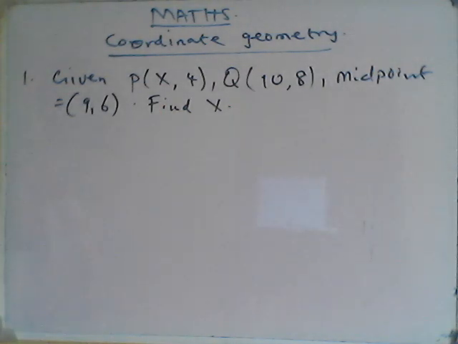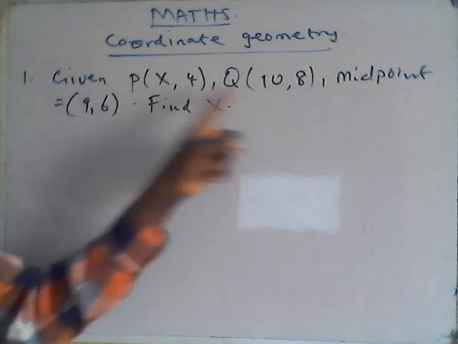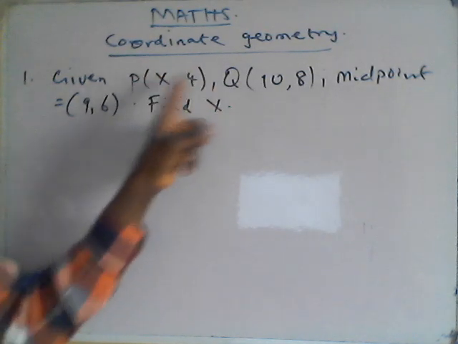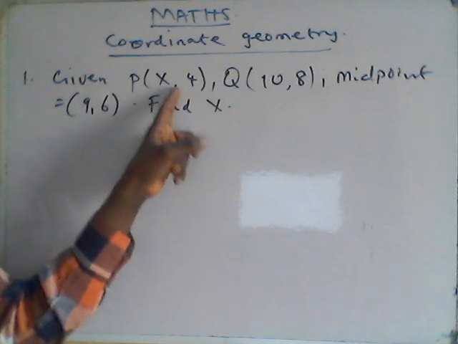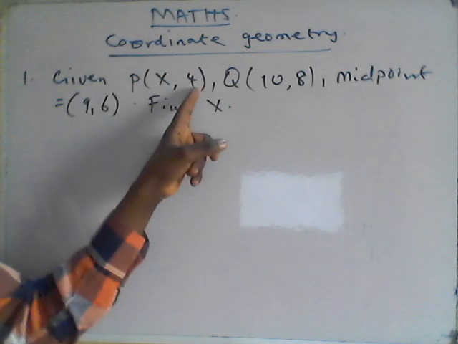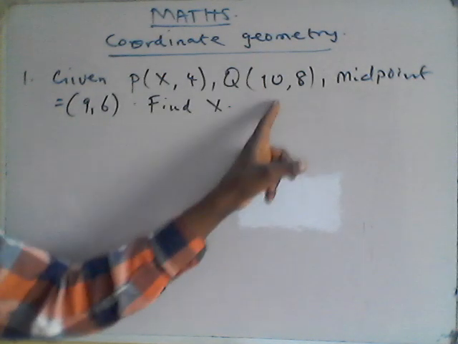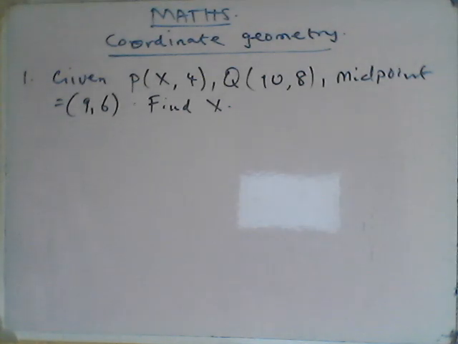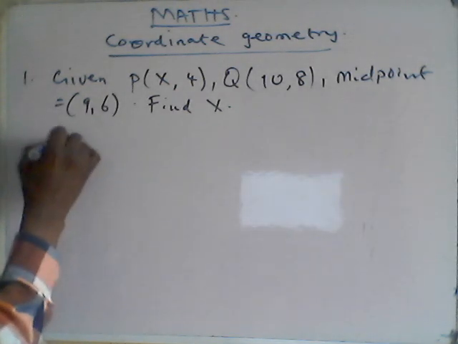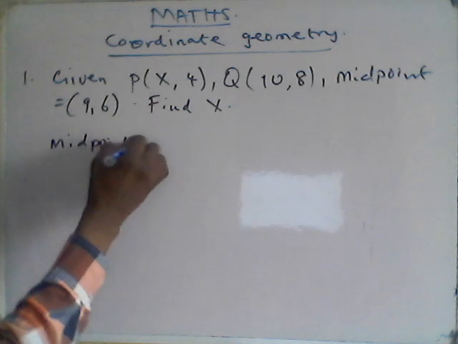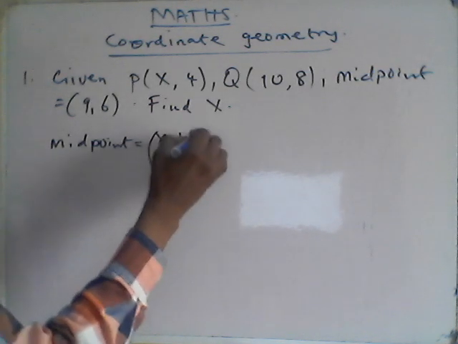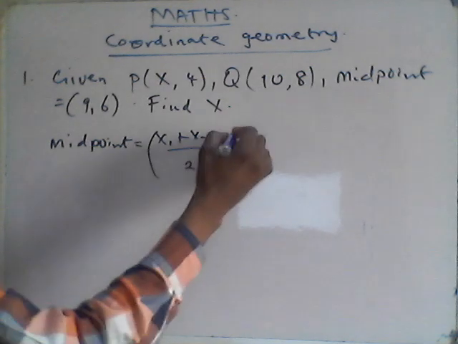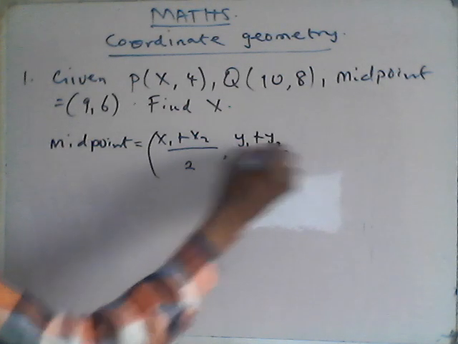Find x. Okay, so you know that in coordinate geometry, if you are given points like this, the values in the brackets separated by a comma are the value of x and the value of y. Also, value of x and the corresponding value of y, and so on. So, using the midpoint formula, midpoint is equals to x1 plus x2 all over 2 and y1 plus y2 all over 2.